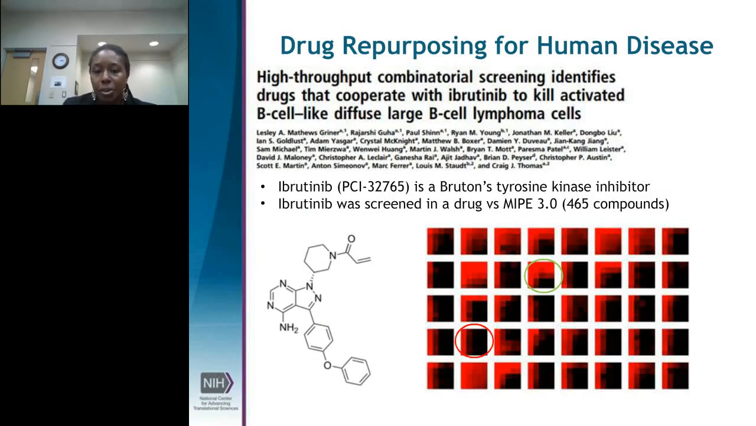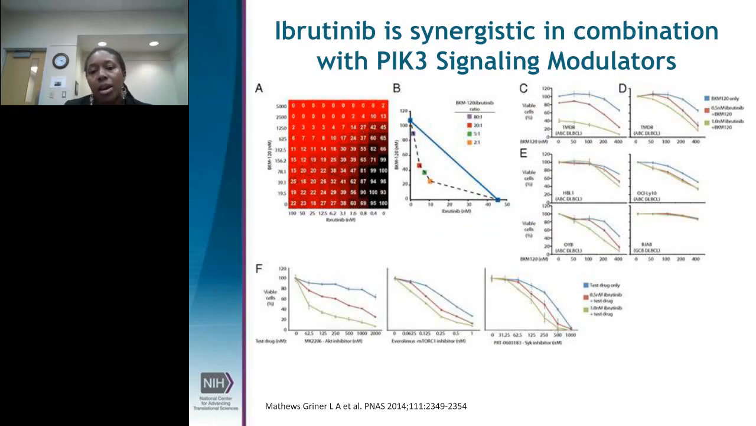The very first paper published with this platform was in PNAS. It's entitled High Throughput Combinatorial Screening Identifies Drugs that Cooperate with Ibrutinib to Kill Activated B-cell-like diffuse large B-cell lymphoma cells. Ibrutinib is a BTK inhibitor. The simple strategy we used here was to screen ibrutinib versus all library compounds, which at the time was MIPE 3.0. That was 465 compounds. What we found, as shown in this figure from the paper, is that ibrutinib was very synergistic with lots of PI3 kinase signaling modulators.